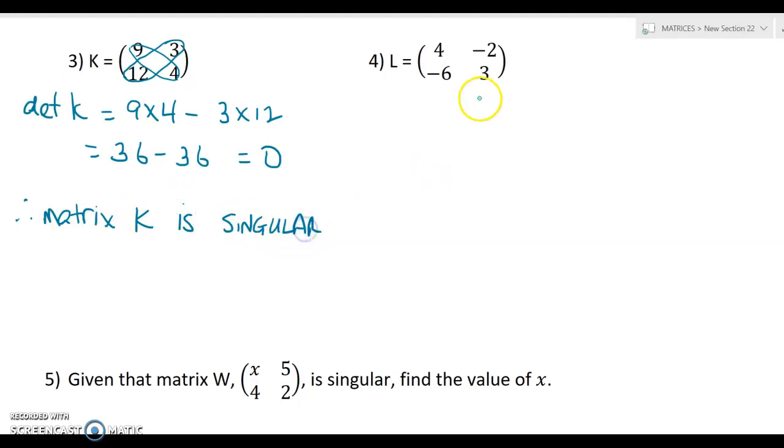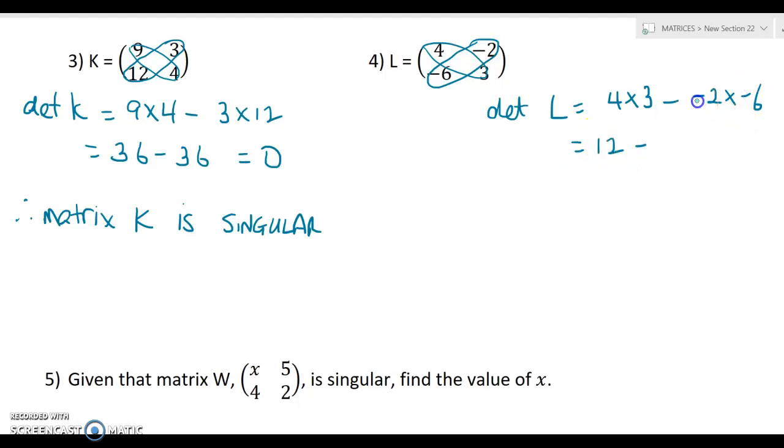Right? And now number 4, the determinant of L. First diagonal product, 4 by 3, take away the product of the second diagonal, minus 2 by minus 6, which is positive 12, which is just 12. And this is also 0, therefore this is singular as well. So matrix L is also singular.